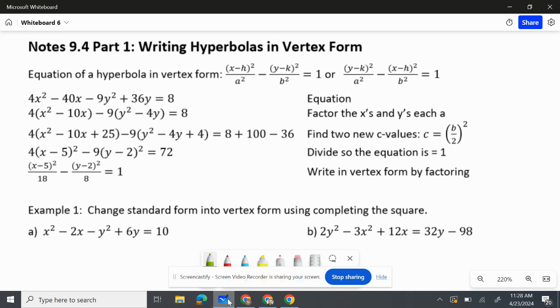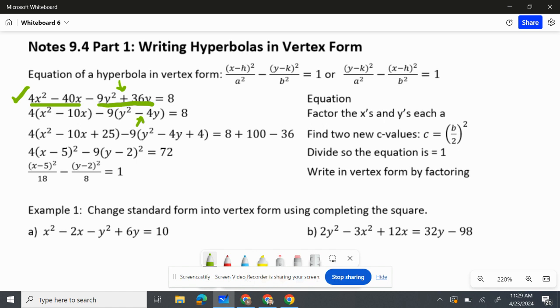What we're going to do now is put hyperbolas from standard form into vertex form, so we're getting them ready to graph for our next lesson. In this case, we have an equation in standard form. First thing that we're going to do is factor out the 4, and then we factor out the negative 9. Notice that it went from a positive to a negative.